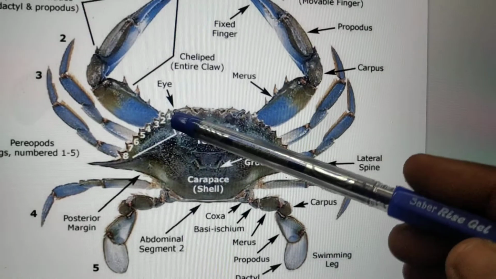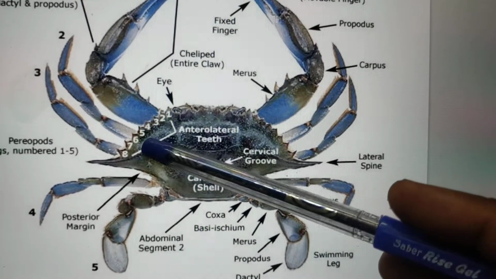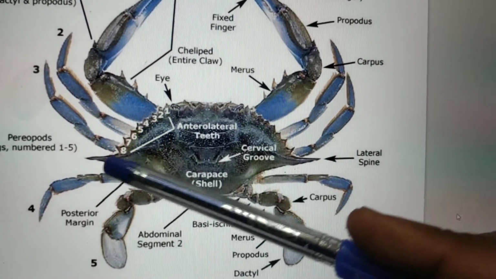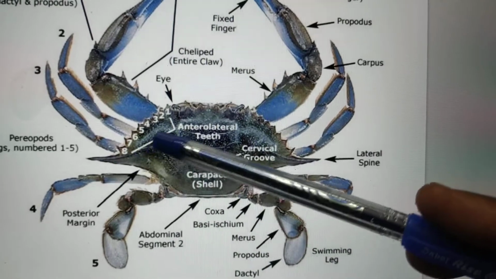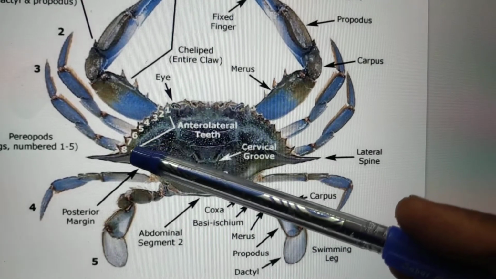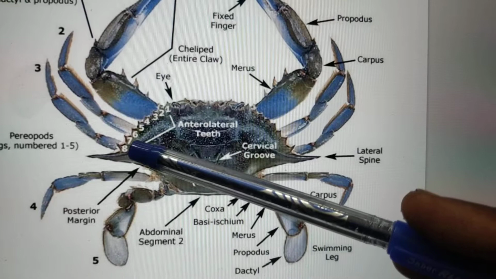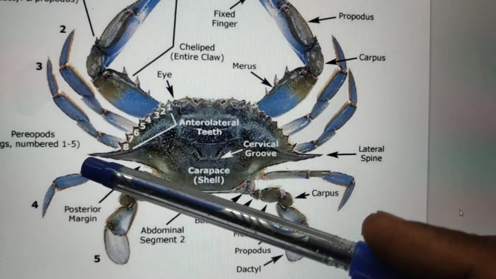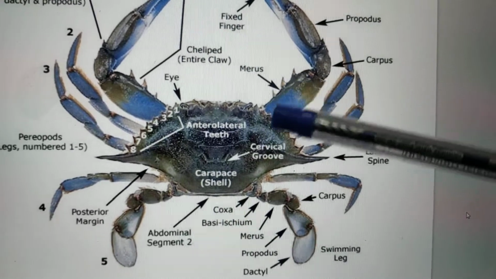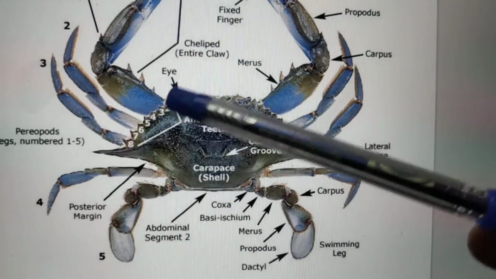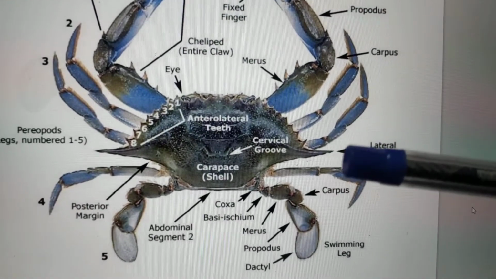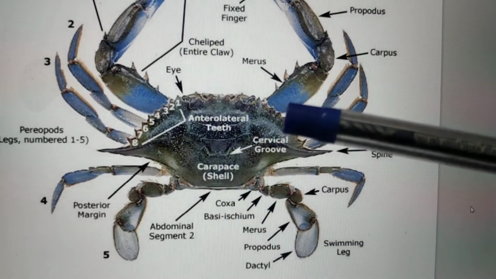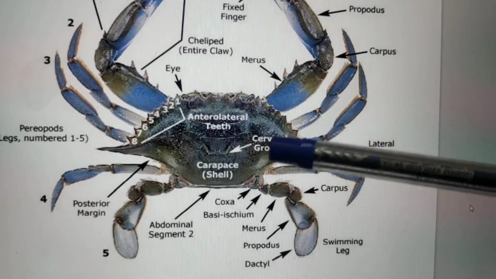This is called anterolateral teeth. This will differ in each and every species. The last one is lateral spine. Now it is having 1 to 8 anterolateral teeth, and finally the lateral spine is larger in size. This is called anterolateral teeth, and this is called cervical groove.